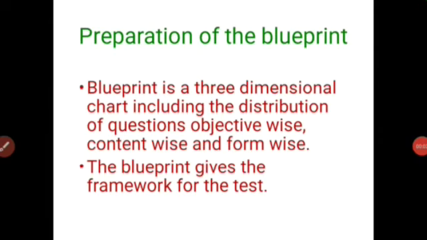The next step is very important in the construction of an achievement test, that is preparation of the blueprint. Blueprint is a 3-dimensional chart including the distribution of questions objective wise, content wise and form wise. The blueprint gives the framework for the test. Always keep in mind that what you decide for the achievement test will be clearly reflected in the blueprint. Otherwise, it will not fulfill what you want to assess.